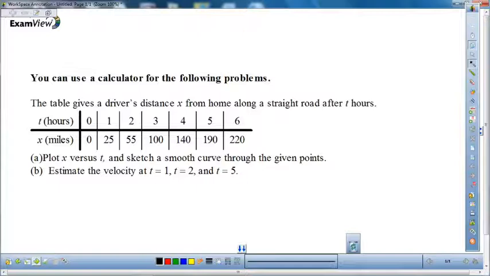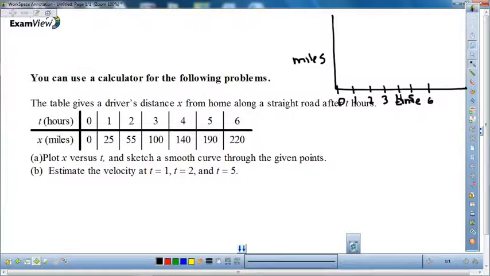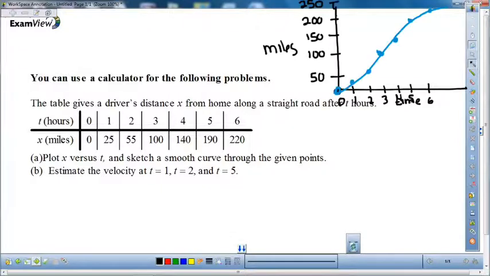Okay, so for A, they just want us to plot the time versus the miles. And we're going by ones, so it'll be 0, so if we plot, this is what the curve is going to look like. So it's a smooth curve.